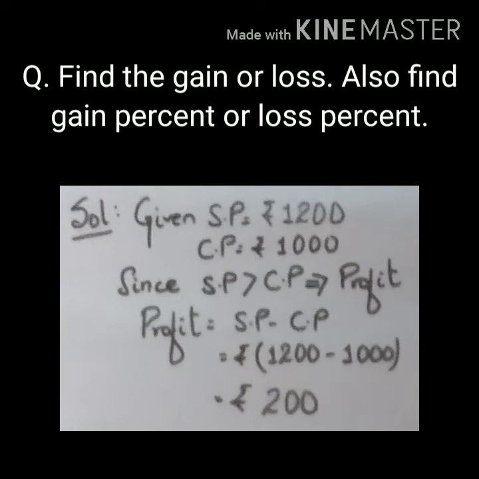In the given question, selling price is given to me equal to rupees 1200 and cost price is equal to rupees 1000. So we have seen that selling price is greater than cost price. So that implies it is a case of profit. So we will calculate the profit. The formula for calculating the profit is selling price minus cost price. That is equal to rupees 1200 minus 1000. That will give me rupees 200. So profit is equal to rupees 200.